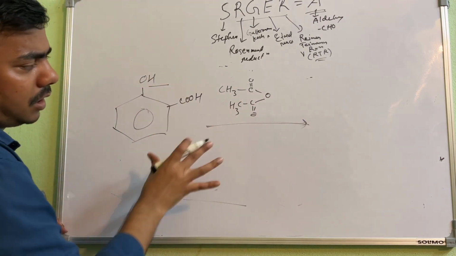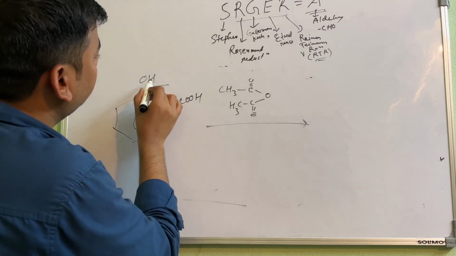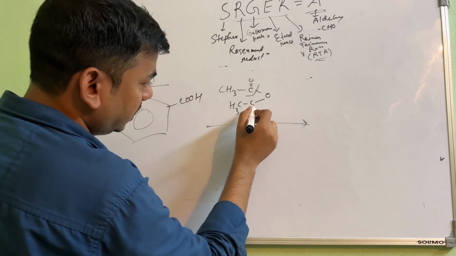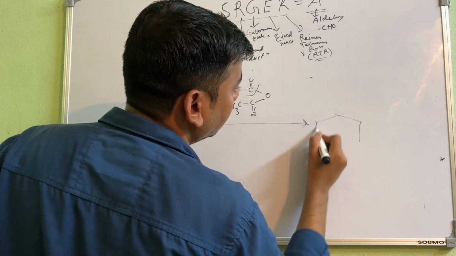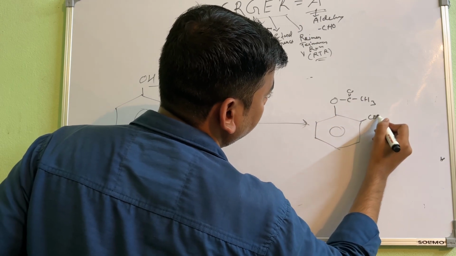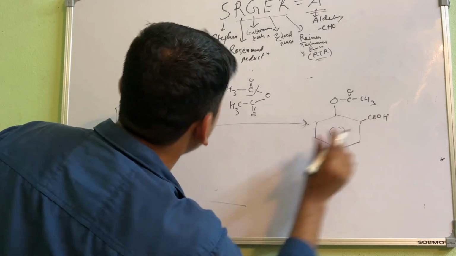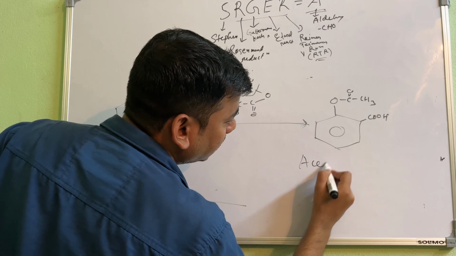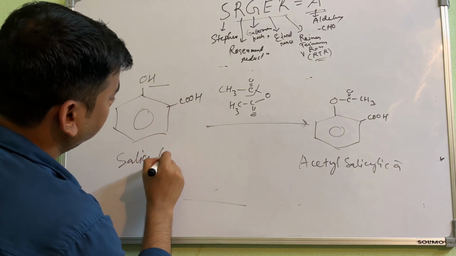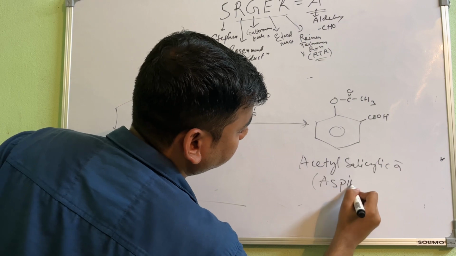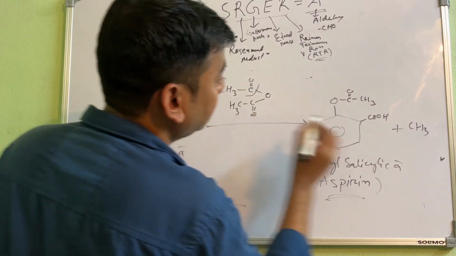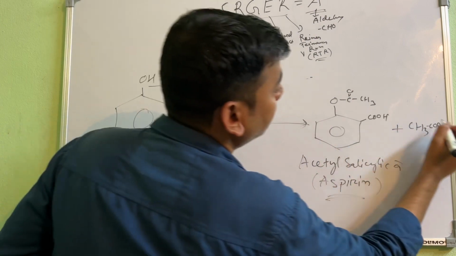That is not a part of the Reimer-Tiemann reaction, that is the Kolbe-Schmitt reaction, but still I am showing you. H plus will go on here. This portion will leave, this H will go with CH3COO, acetic acid. So from here you will get OCOCH3 and the COOH carboxyl group. So this is salicylic acid, this is acetyl salicylic acid. This is nothing but aspirin, which is very useful, very common, coming many times. And what is the byproduct? CH3COOH. This H will come here, acetic acid.